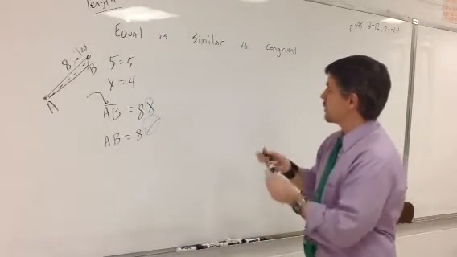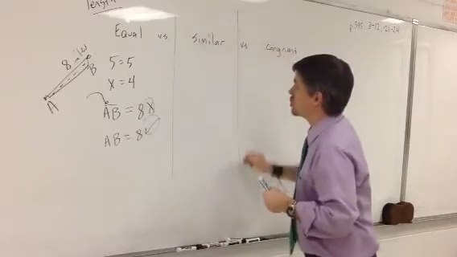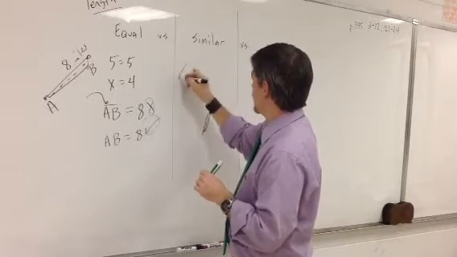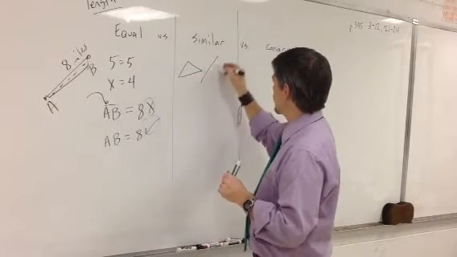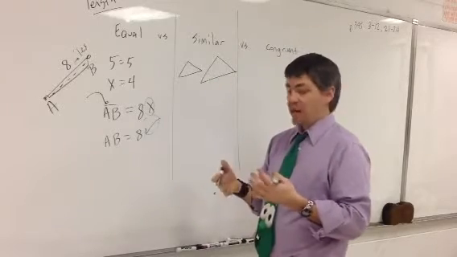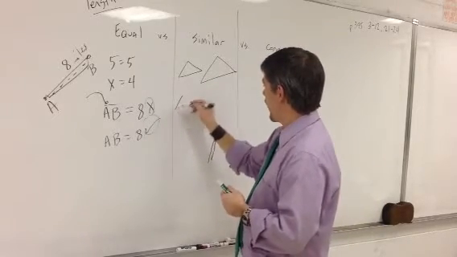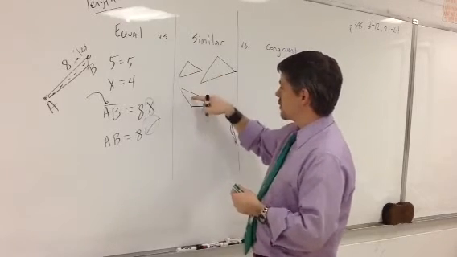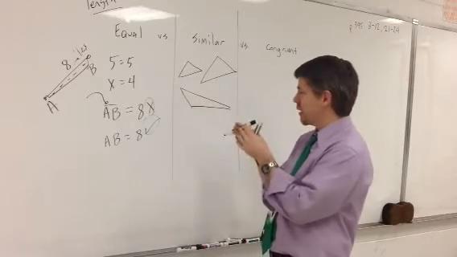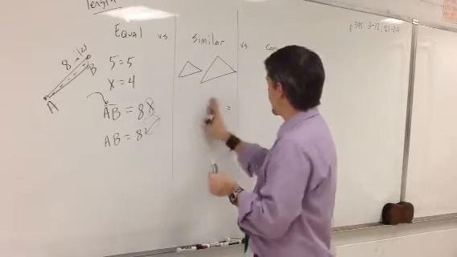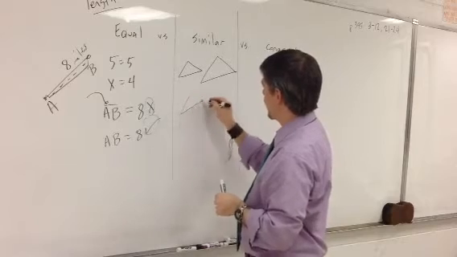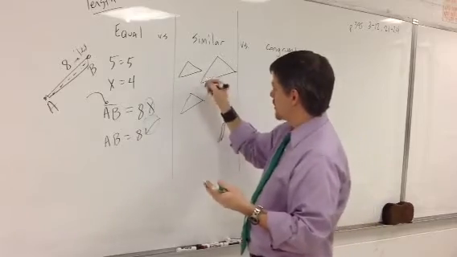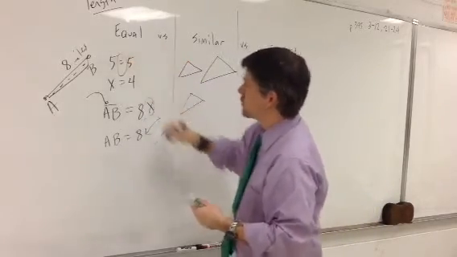Now, let's talk about similar. Similar means the same shape, but not necessarily the same size. Not necessarily. Notice how I did that. So is that triangle similar to that triangle? Yeah, they're just not the same size. But what about that triangle and that triangle? Well, those are definitely not similar because they don't look like each other. But what about that triangle and that triangle? Well, they're about the same size, they're about the same shape. They can be similar.